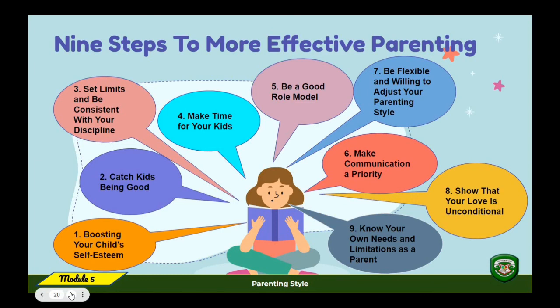Number 7, be flexible and willing to adjust your parenting style. We also need to listen to our child. Number 8, show that your love is unconditional. It's very important that you show your love unconditionally. Number 9, know your own needs and limitations as a parent. As parents, you also need to have your own limitations. So those are the nine steps to more effective parenting.